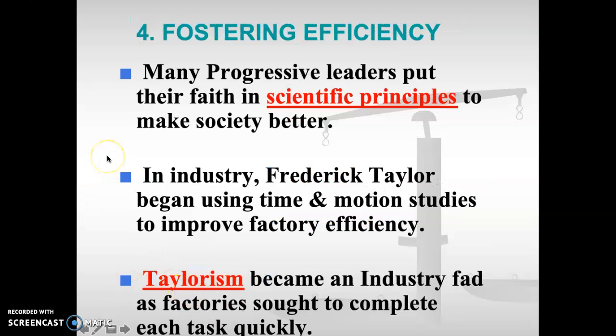Fostering efficiency is the final one. Many progressive leaders are going to put their faith in scientific principles. They're trying to make society better. So in industry, for example, Frederick Taylor begins using time and motion studies to improve factory efficiency. And we're also going to see Taylorism become an industry fad as factories sought to complete each task quickly. Eventually we're going to see the result of the assembly line creating more efficient factories, with fewer byproducts being wasted, so more work can be done.